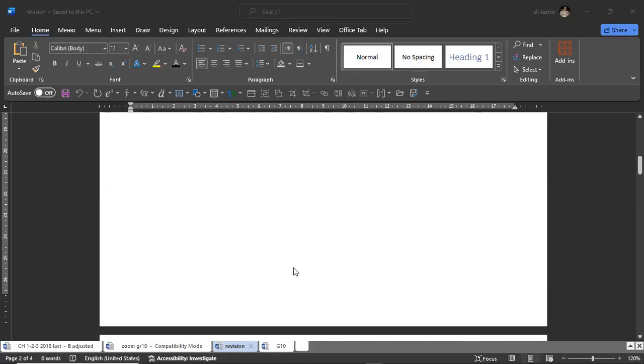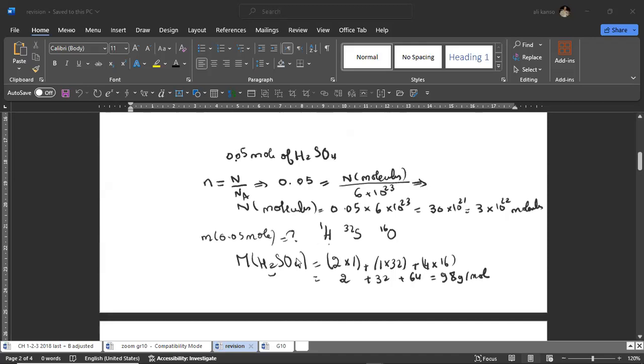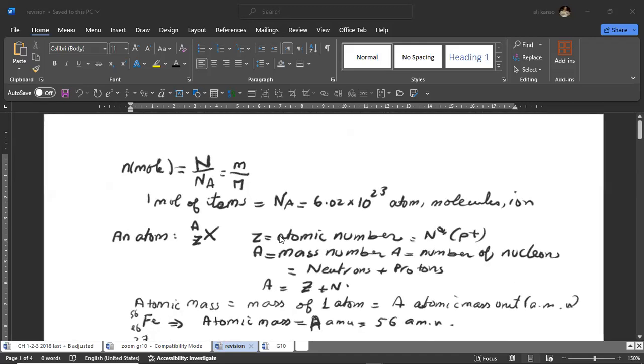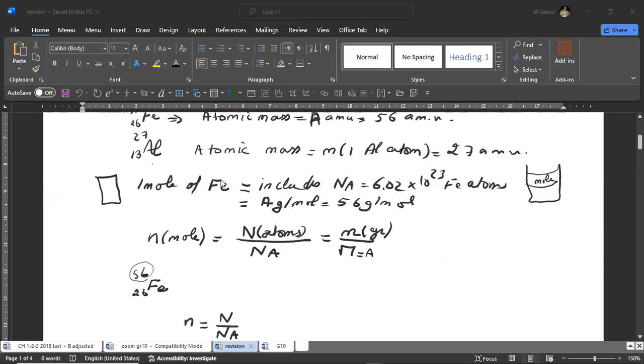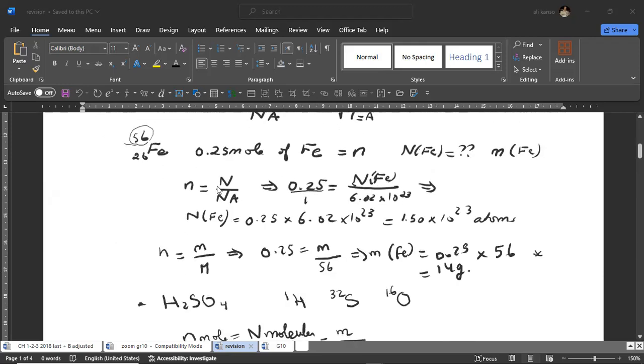We'll continue the revision papers. Last time we did this chapter. We reviewed number of mole, atomic number, mass number. And we started reviewing number of moles.